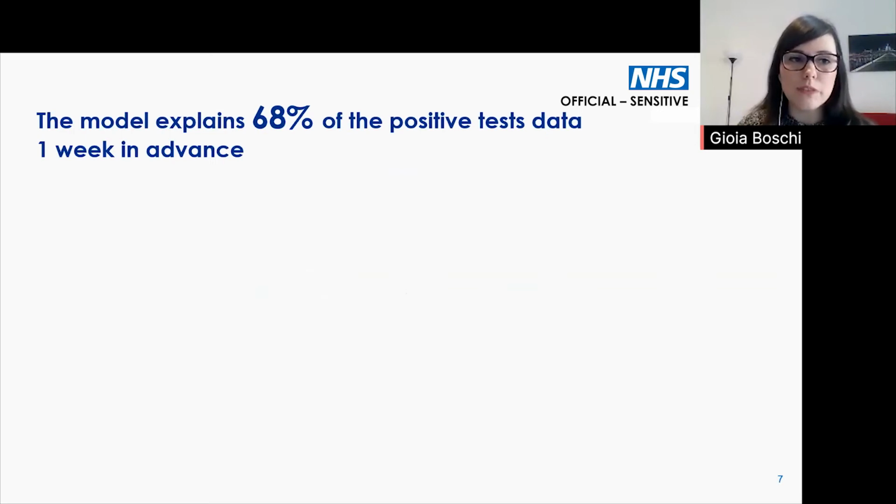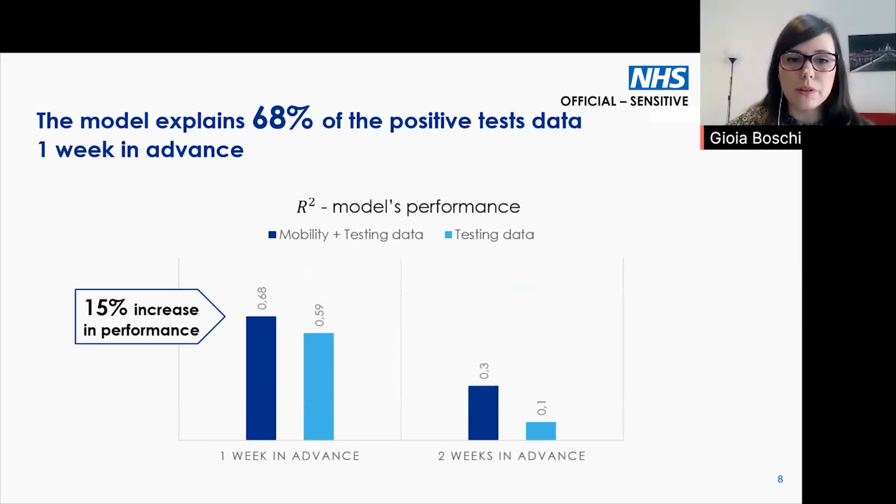The final model that I've developed explains 68% of the positive test data 1 week in advance. So the model has a good predictive power. Moreover, when taking a simpler model that uses only historical testing data and comparing it with my model that also uses mobility, my model guarantees an increase in performance of 15% with respect to the simpler model. This shows how important mobility data are for predicting positive tests and why the NHS should include them for future modeling.